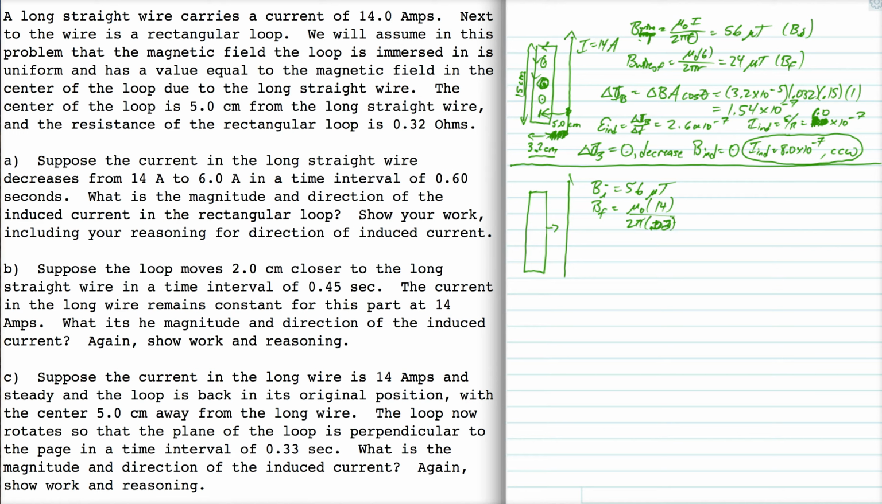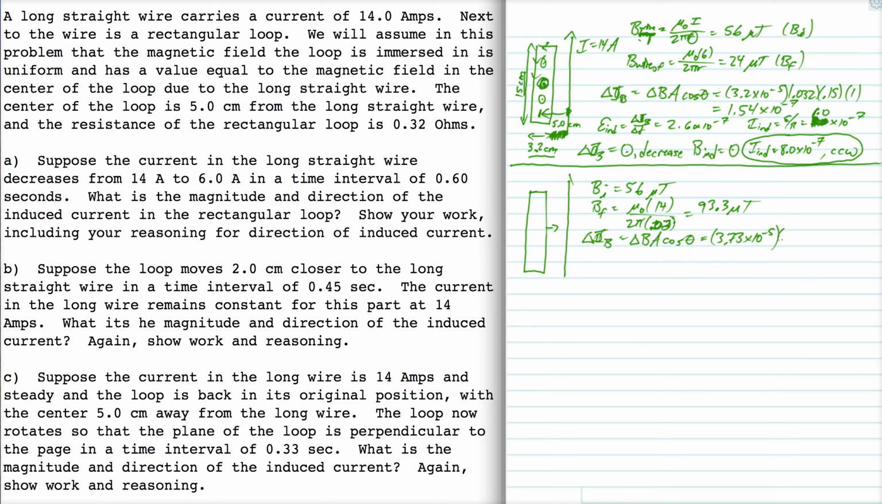0.03. And that's 93.3 microtesla. Okay? And so now delta phi B, like above, is the same. It's the magnetic field that's changing. The area of the loop is not changing, and the orientation of the loop is not changing. And delta B in this case is 37.3 microtesla, or 3.73 times 10 to the minus 5.